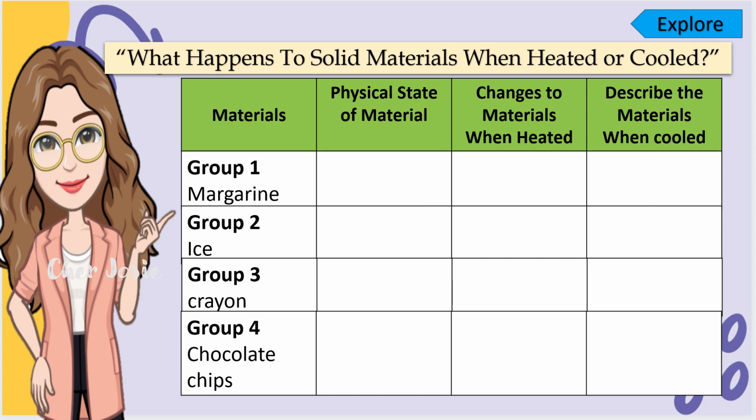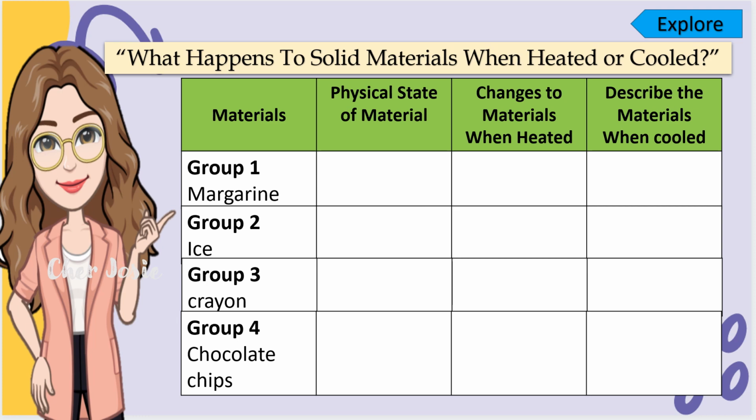It is entitled, What Happens to Solid Materials When Heated or Cooled? For group 1, you're going to use a metal spoon, candle, matchstick, and margarine. For group 2, ice cube and a glass. For group 3, you're also going to use a metal spoon, candle, and a crayon. Of course, matchstick. And lastly, for group 4, you're going to use chocolate chips.